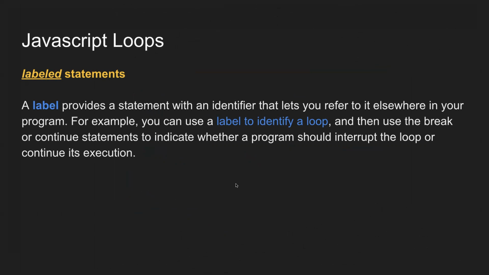A label provides a statement with an identifier that lets you refer to it elsewhere in your program. You saw labels inside of objects. These are the key and then the value, right? The key is typically a label. A label is used to identify something that you want to mark for use with a break or a continue statement. So the typical syntax is the label and then the statement.